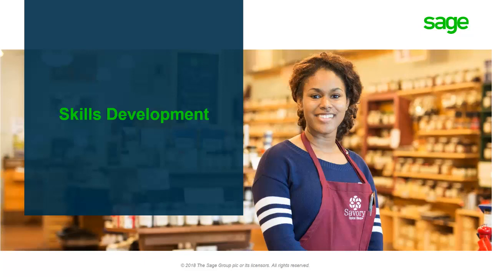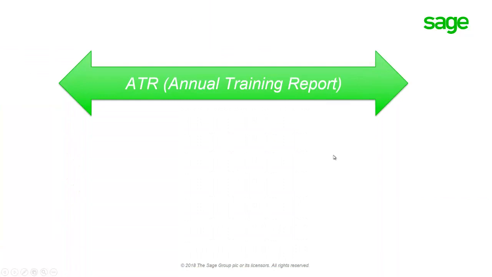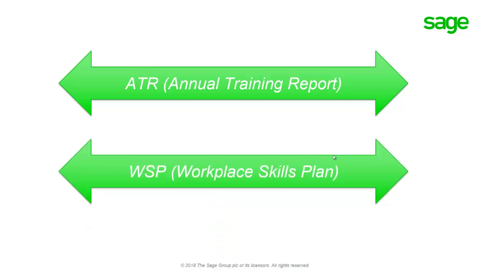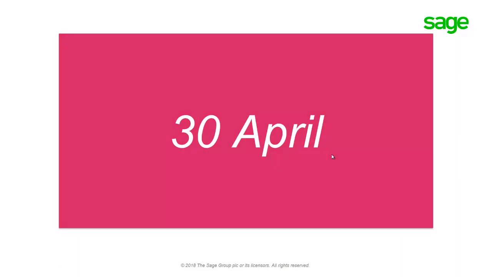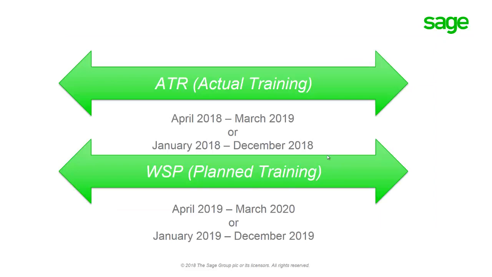You need to submit two reports for the skills year. The annual training report reflects the number of employees who attended actual training for the previous skills year. The workplace skills plan reflects the number of employees for whom training has been planned for the forthcoming skills year. Both of these reports need to be submitted 30 April every year. Depending on the client theatre, reporting periods are either from April to March or Jan to December.